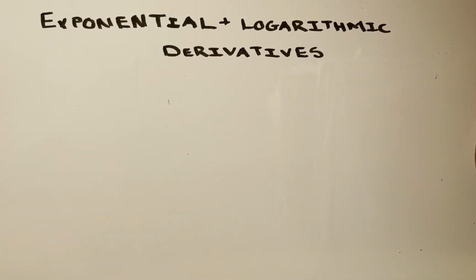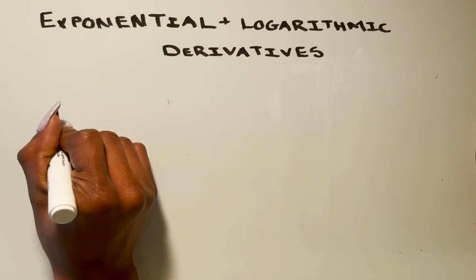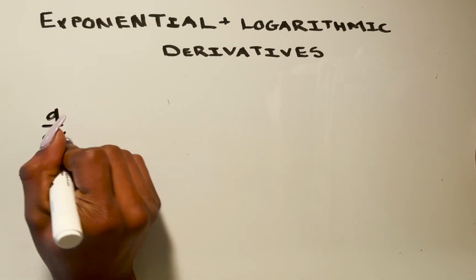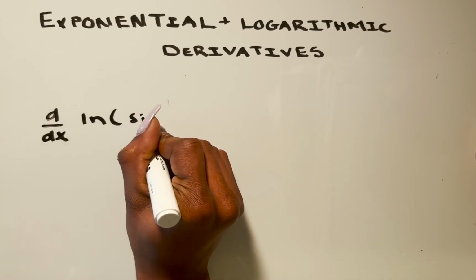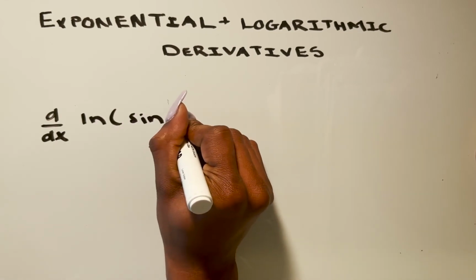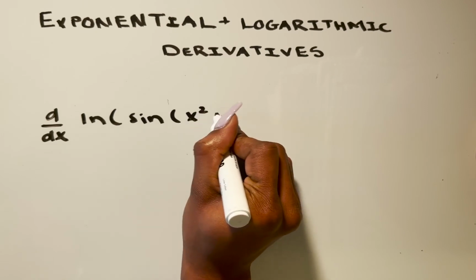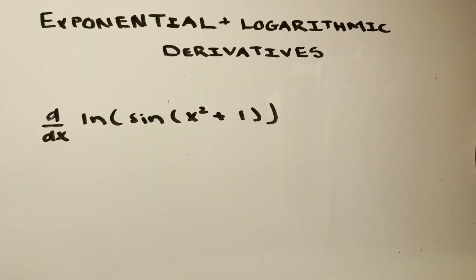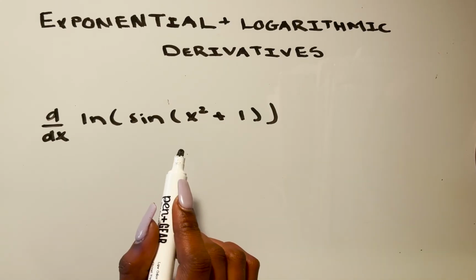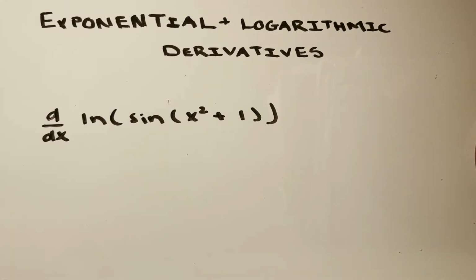And as always, I'll leave you all with an example to do on your own. Find the derivative of ln of sine of x squared plus 1. Now, don't let the trig function throw you off. Just use the formula I showed you for finding the derivative of log functions and you'll be fine.